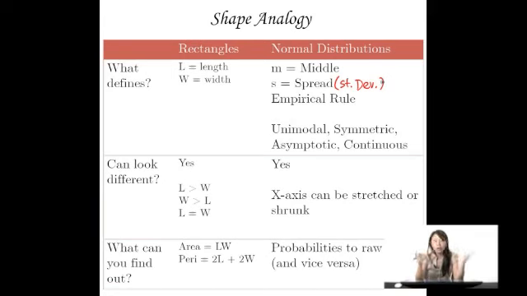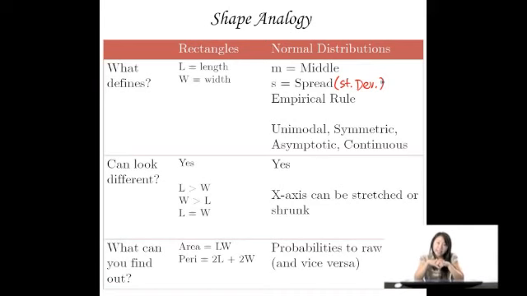Now, rectangles can all look a little bit different. Sometimes their length is longer than the width, sometimes the width is longer than the length, sometimes the length equals the width in the special case of the square. They could all look different, but they're all rectangles. In the same way, normal distributions can look slightly different from each other because the x-axis can be stretched out or shrunk. But as long as that normal distribution follows the empirical rule, where about one standard deviation out on either side is about 68%, then you know this is still a normal distribution, even though it might look too skinny or too fat.